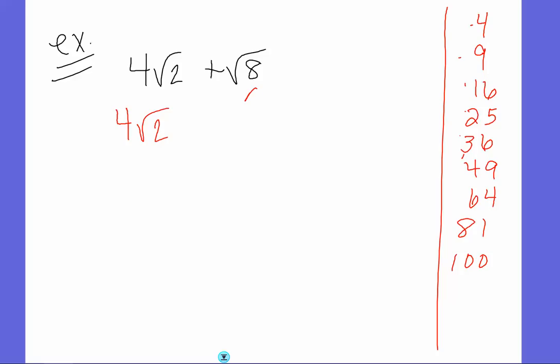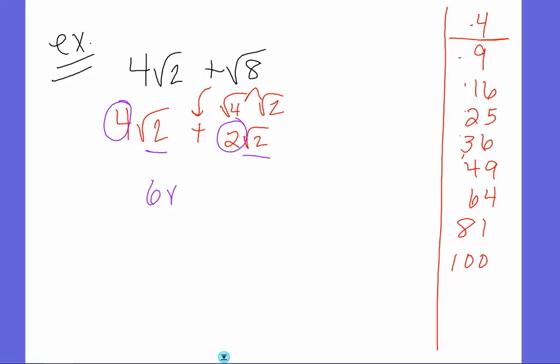So now I'm going to look at the square root of 8. 8 falls between 4 and 9. So can 4 go into 8? Sure enough, 4 can go into it 2 times. What's the square root of 4? 2. The square root of 2 I can't do, so I leave square root of 2. And I bring that sign down. Now, I have 4 rad 2 plus 2 rad 2. Notice my rads now match, so I can go ahead and add them up. So 4 plus 2 is 6 rad 2, and I'm done.